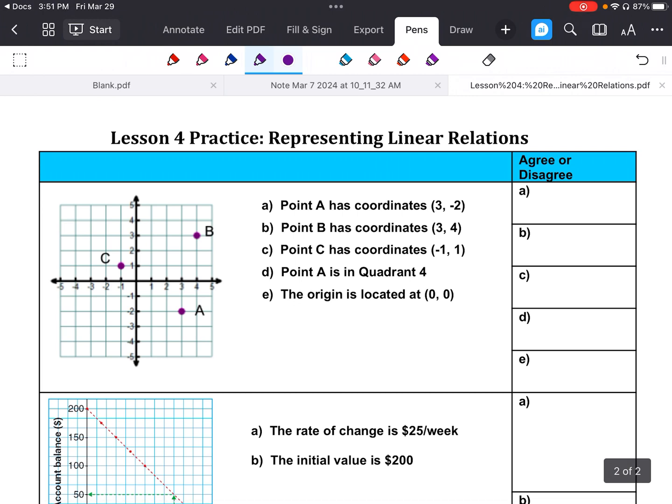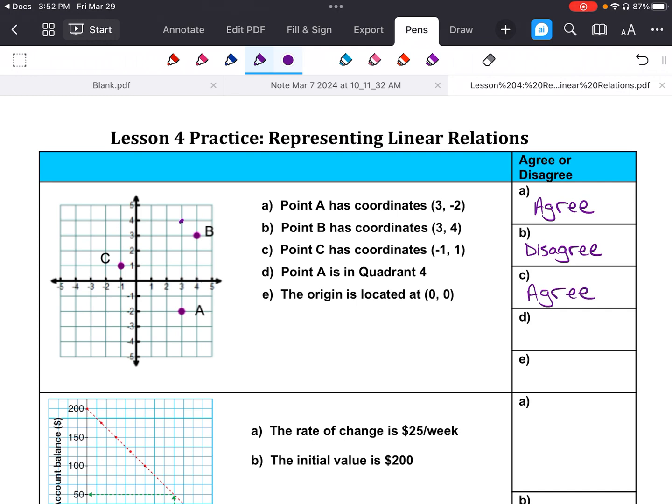Okay, lesson 4, practice representing linear relations. So we're going to agree or disagree with these points. Point A has coordinates (3, -2). So for point A, we move over to 3 on the x and down to -2 on the y. That is correct, so we're going to agree with that. Point B has coordinates (3, 4). If we moved over to 3 and up to 4, that would be here. That is not where B is, so we will disagree. Point C is (-1, 1). It is, so we will agree.